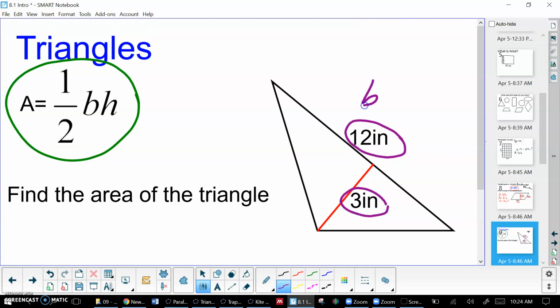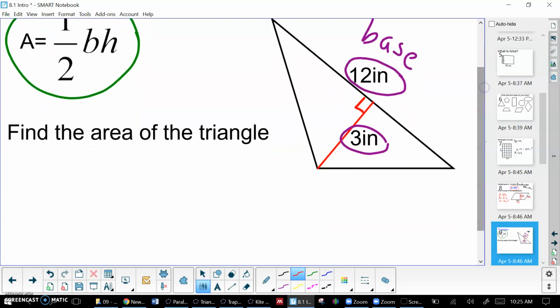So if I'm going to use the 12 as my base, it's the only side I know, then the height has to be this 3 inches. It has to be the one that's perpendicular to it. It can't just be a length of the side or something like that. So at this point the video is going to pause. I want you to work out the area of the triangle here, answer that question, and then we'll go over it together.